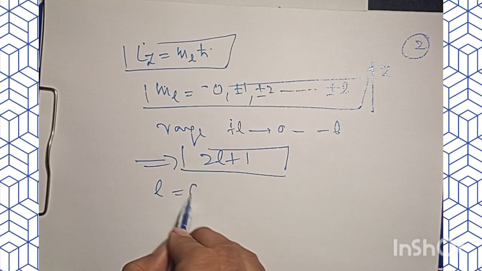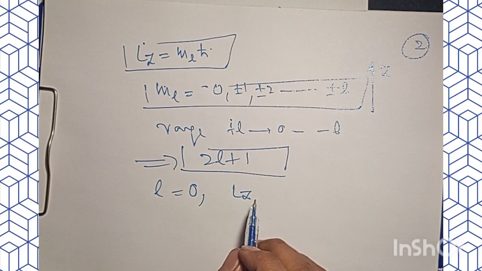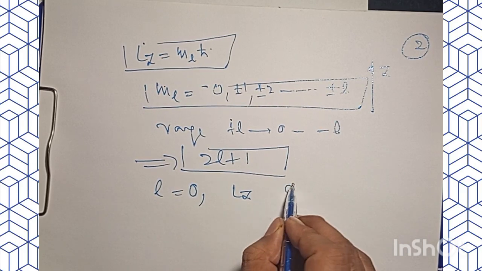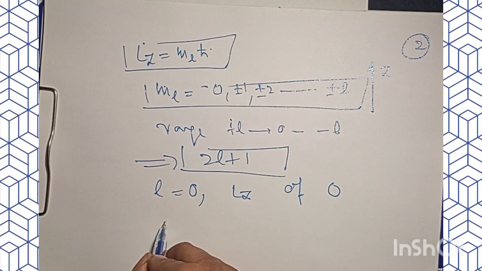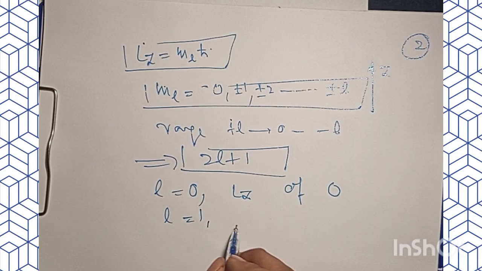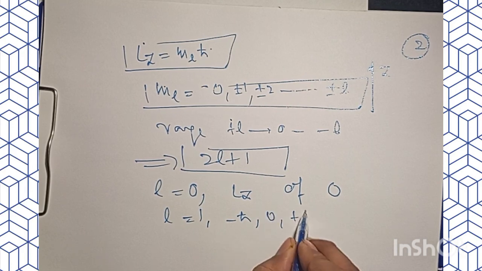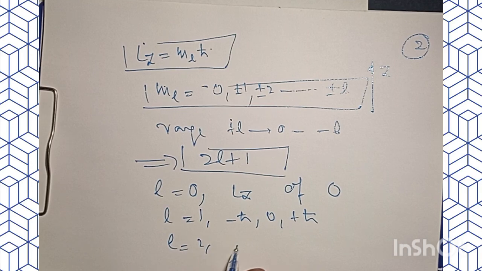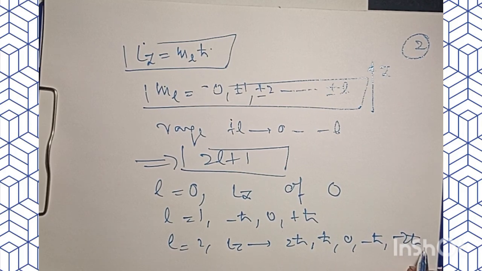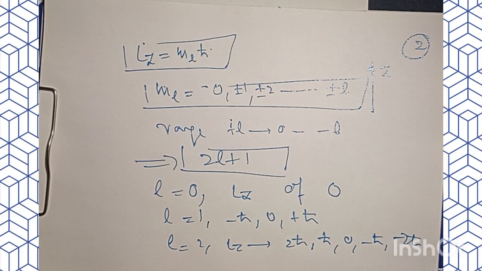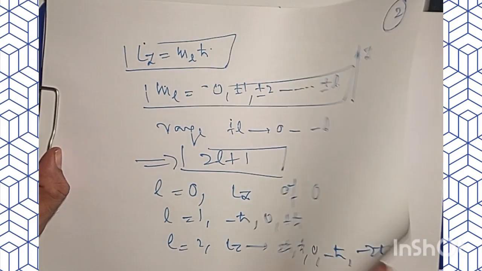If L is equal to 0, then LZ can only have the single value 0. When L is equal to 1, it can have the values minus h cross, 0, and plus h cross. If L is equal to 2, it will have 5 values: 2h cross, h cross, 0, minus h cross, or minus 2h cross. This automatically leads to the space quantization of the orbital angular momentum of the hydrogen atom.